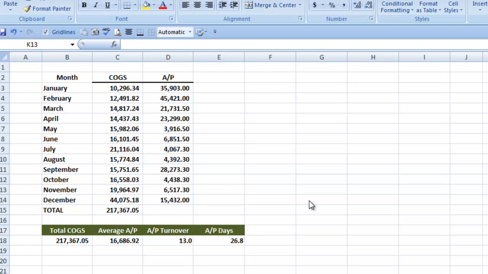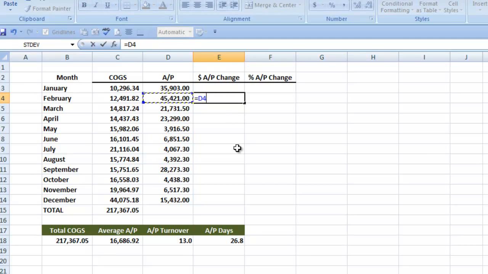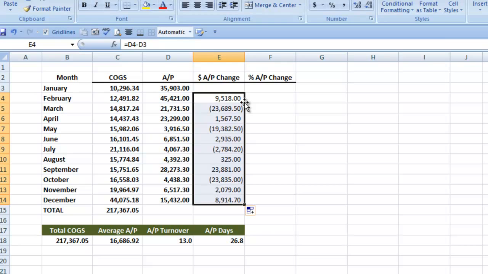So to do that, I'm going to create 2 new columns. We'll call the first one here $AP change, and the second one will be the percentage change in accounts payable. And I'll match the formatting. To calculate the change is easy. I'm just going to subtract January from February. So February minus January. And then I can have Excel fill in the rest.